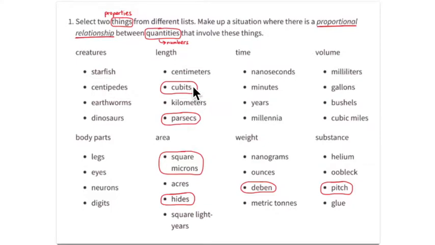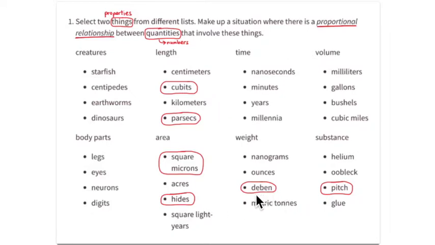I didn't know what a cubit is, although I think it has to do with ancient Egypt. A parsec has to do with measurement in the universe using astronomy or outside the Earth. Square microns. I think a micron is 1/1,000,000th of a meter, but you might have to look that up. Hides, that's a measure that trappers used to use that would trap animals and collect animals' fur. They would trade in hides.